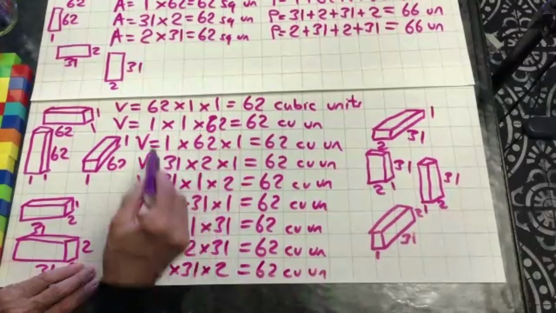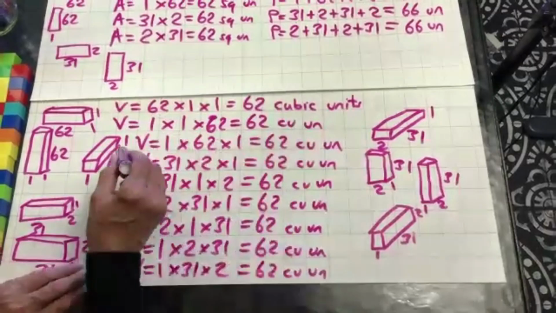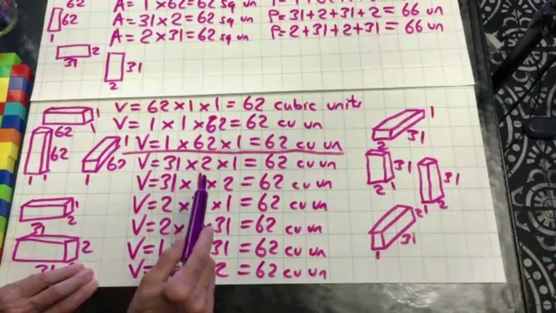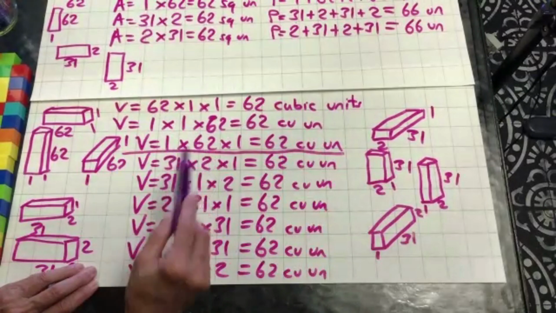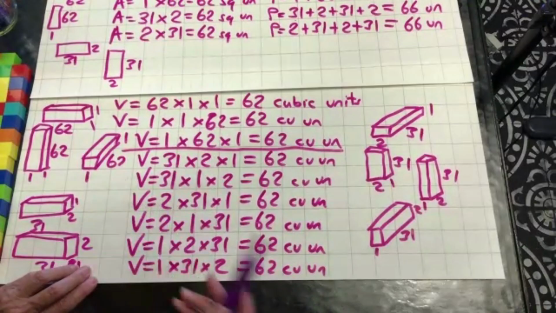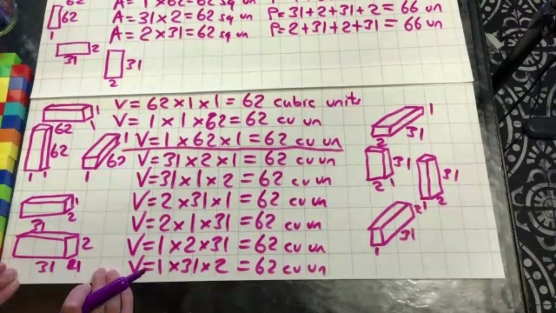So we have 3 representing our 1 by 62 factor pairs, and then we have 6 different ways of writing our 2 by 31 by 1. All right, we're done with the number 62.